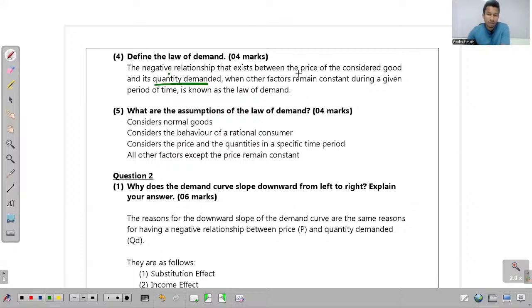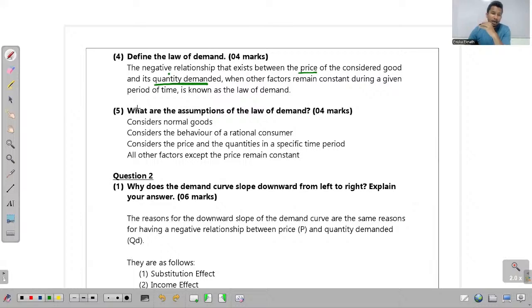On one side, you select price, that's the first variable, and on the other side, you select the quantity demanded. So you just need to explain that it's about this negative relationship that exists between P and QD when other factors remain constant during a given period of time. Even this part is a must, right? Even this part is a must. So for writing that, I have given you 4 marks.